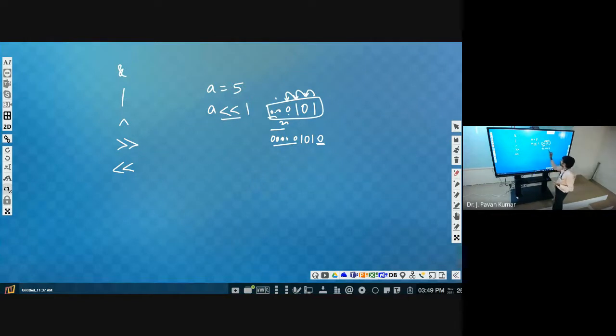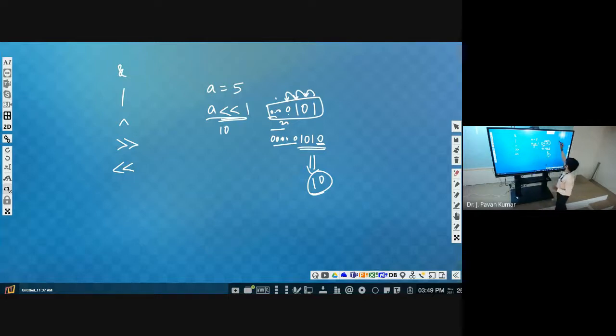Now what is the magnitude of this 1010? 1010 is 10. Just 2 power 0, 2 power 1, 2 power 2, 2 power 3. 2 power 3 is 8, 2 power 1 is 2. 8 plus 2 is 10. So 1010 is 10. Like this, a left shift by 1 means we will be getting 10.